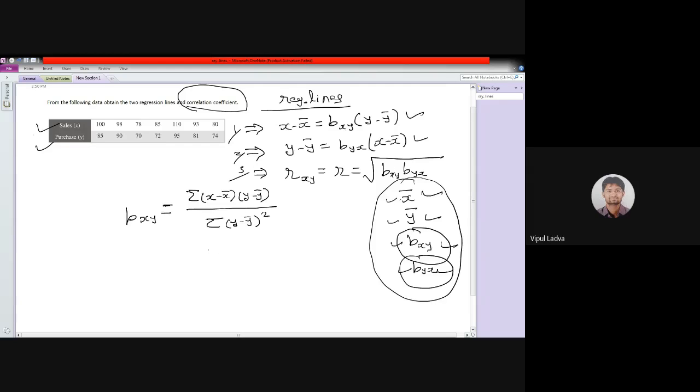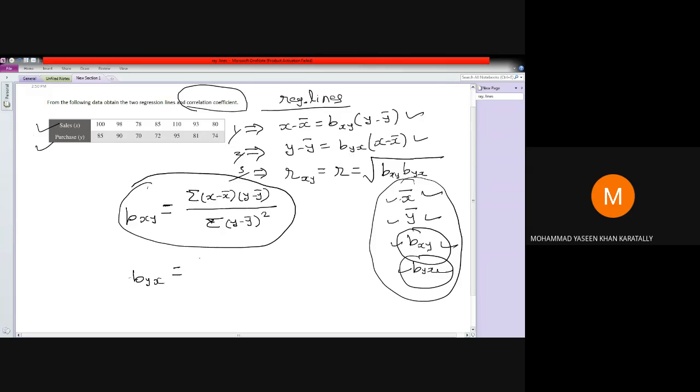Are we good with this? याद है किसी को? There is a formula for the regression coefficient x on y. Is it clear? Is it good? याद है किसी को ये? Formula सही है? Yes, sir. And what will be the formula for byx, regression coefficient y on x? Sir, the denominator will be (x minus x bar) the whole square. Yes, and the numerator will remain as it is, summation (x minus x bar)(y minus y bar), and the denominator will change, and it will be summation (x minus x bar) the whole square.